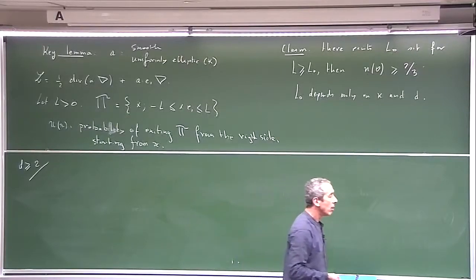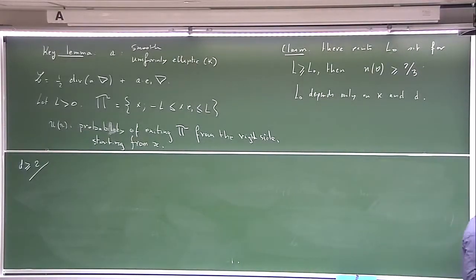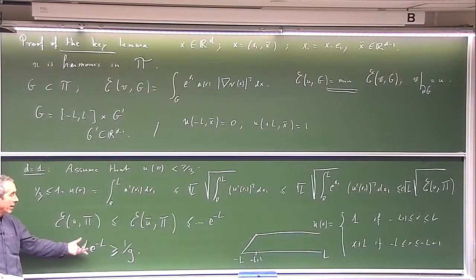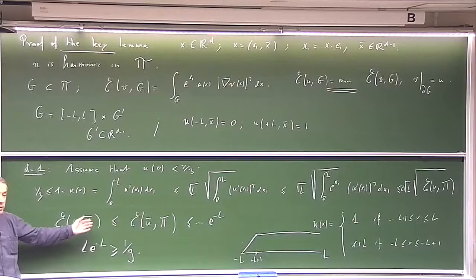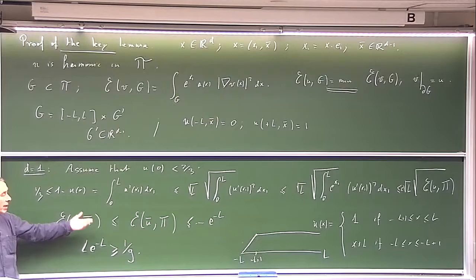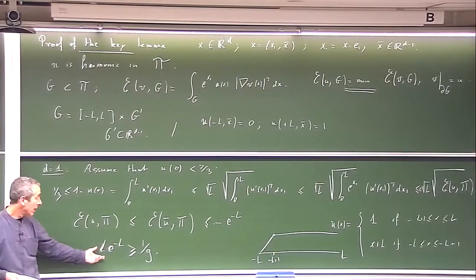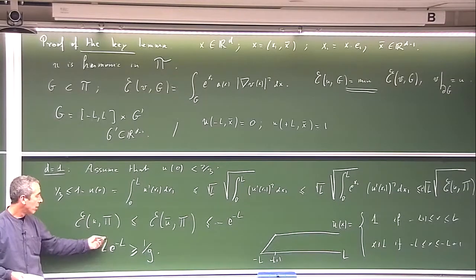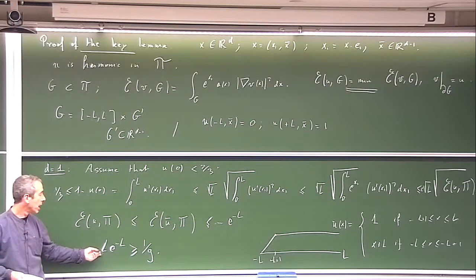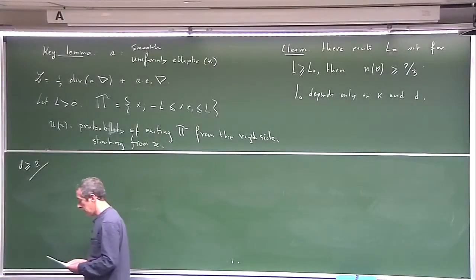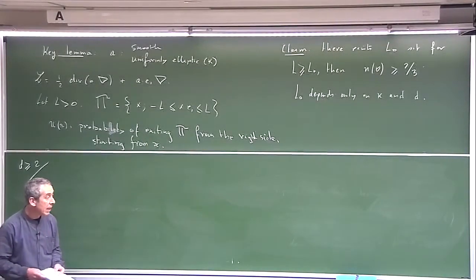And also, in the argument, I may put some constant whose value might change from line to line. And I will treat as a constant something that depends only on the dimension and on the ellipticity constant. And also, I will forget lower order terms. So when I have something like L exponential minus L, I will treat it as exponential minus L.